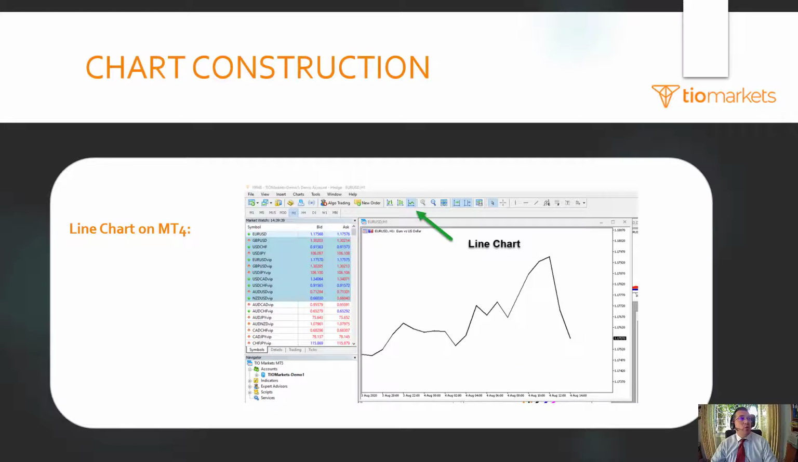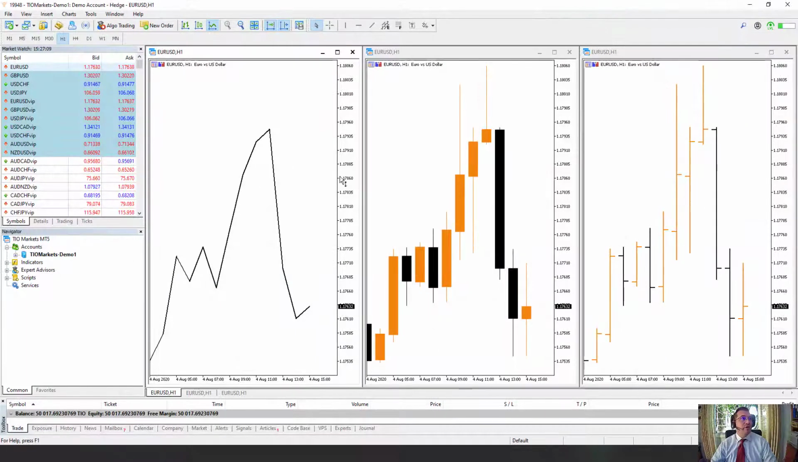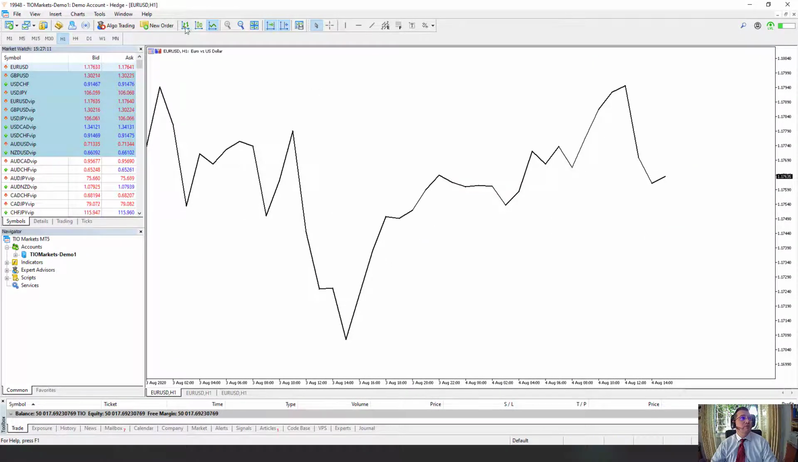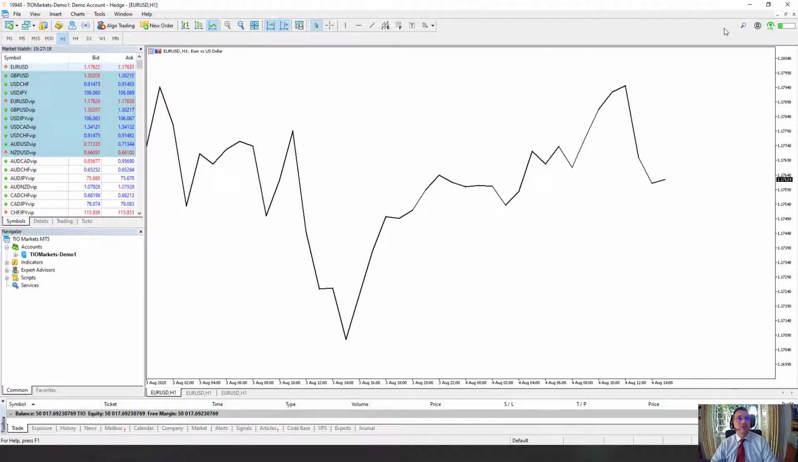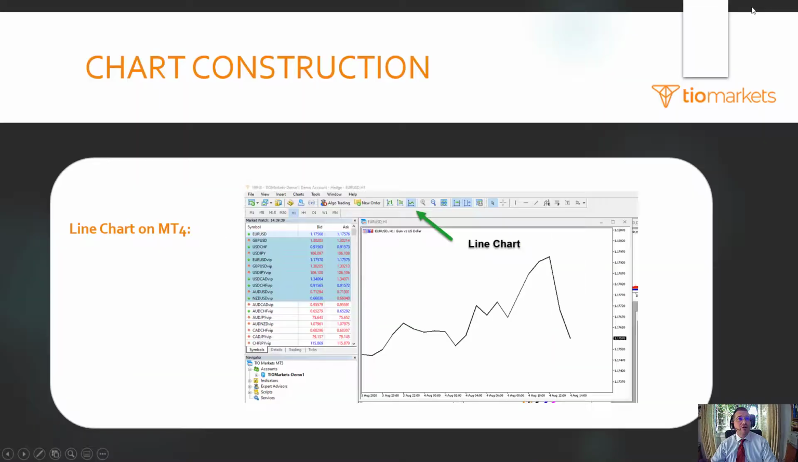So where can we find the line chart? Well, it's on the MT4 platform, and you can look in the toolbar up here, and you can see that you've got bar charts, candlestick, and line chart. If you click that line chart, that will bring up your line chart in the MT4. And from the toolbar, you can click between them. It takes the same data, the same information, and just throws it into a different chart.